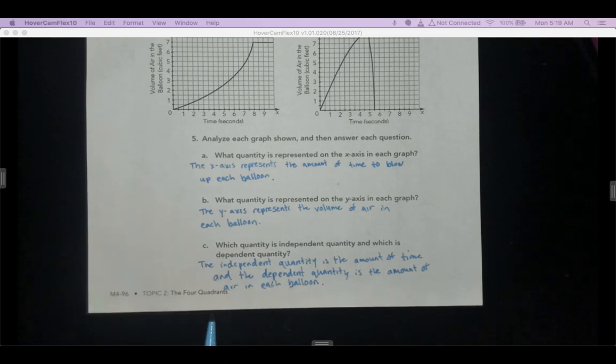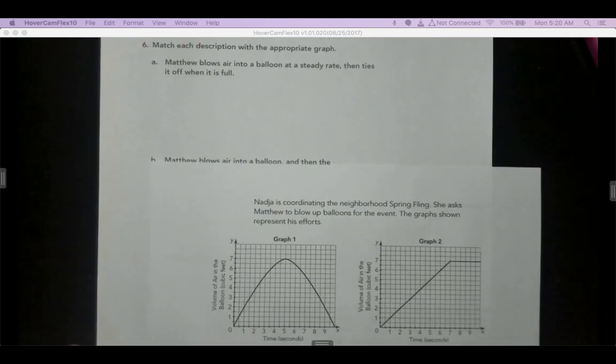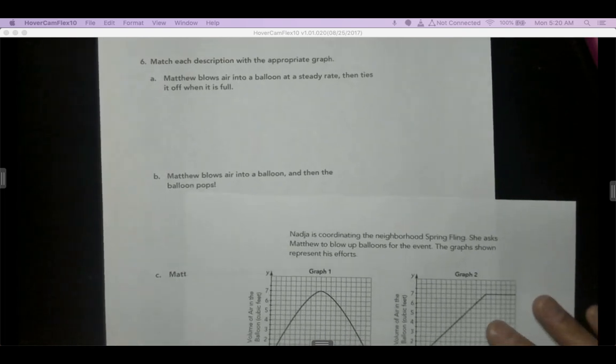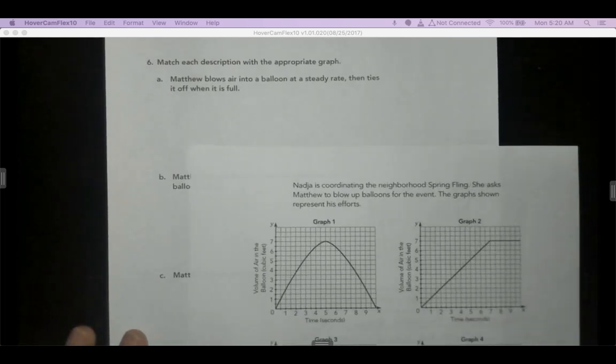And for me to know that, I ask which one makes more sense here. The amount of air depends on how much time you took to blow up the balloon, or the amount of time depends on how much air is in the balloon. The first one makes more sense, and that's how I know which one's the independent and which one's the dependent quantity. The air in the balloon depends on how long you were blowing up the balloon. Okay. Now we have to match the description with the appropriate graph.